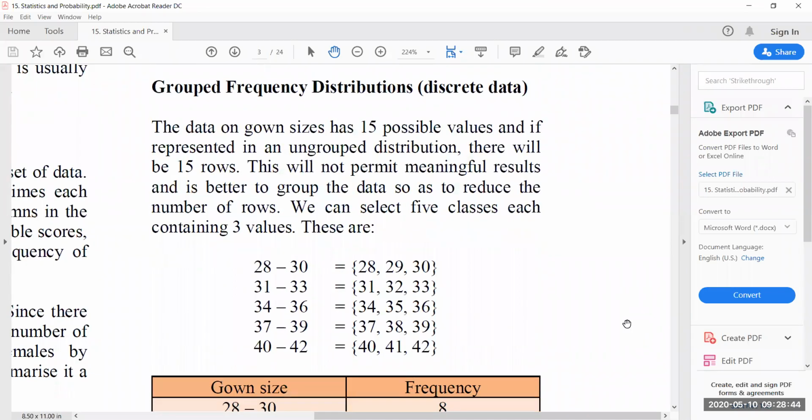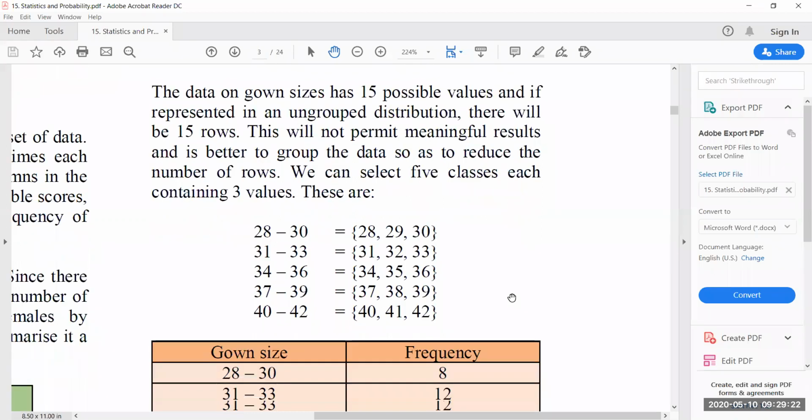Let's look at grouped frequency distributions now, for discrete data. The data on gown sizes has 15 possible values, and if represented in an ungrouped distribution, there will be 15 rows. This will not permit meaningful results, and it is better to group the data so we can reduce the number of rows. We can select 5 classes, each containing 3 values. Let's see, 28 to 30, 31 to 33, 34 to 36, 37 to 39, 40 to 42.